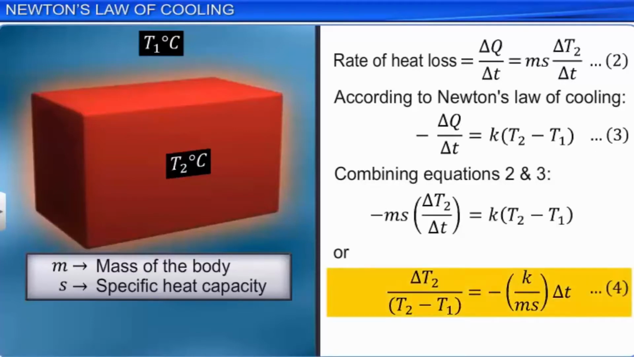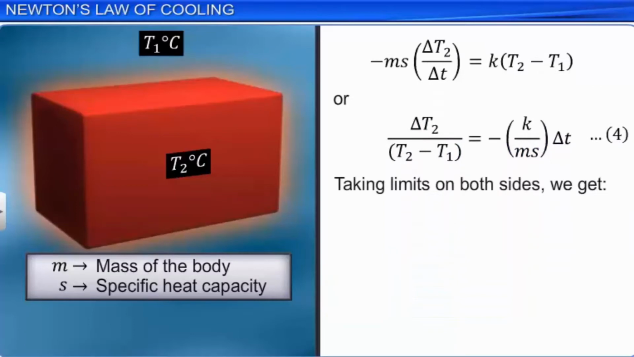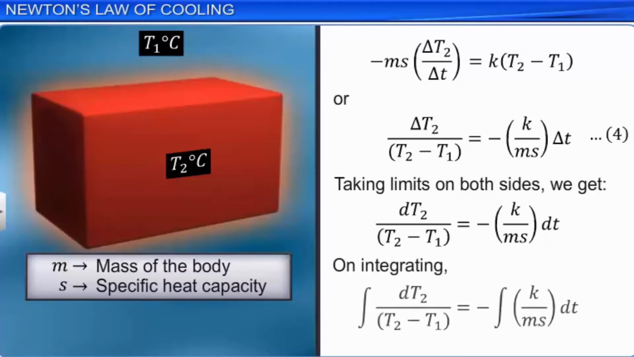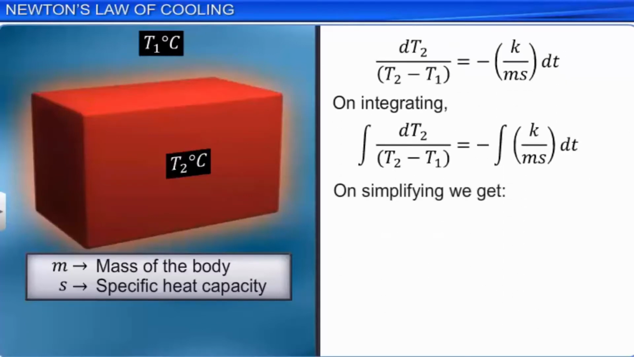Taking limits on both sides, we get dT2 by T2 minus T1 is equal to minus K by Ms into dt. On integrating this expression on both sides and simplifying, we get log to the base e of T2 minus T1 is equal to minus K by Ms into T plus C. Let this be equation 5.